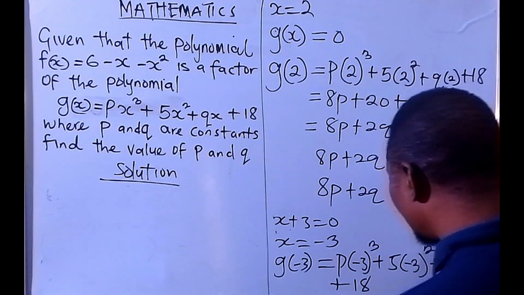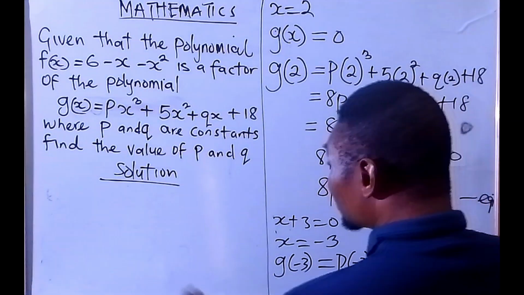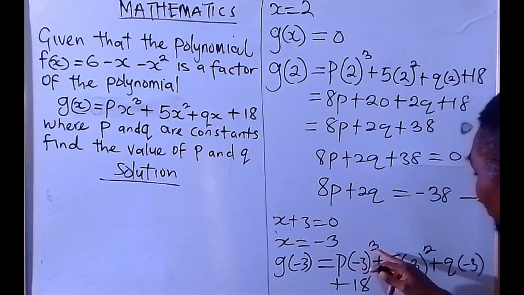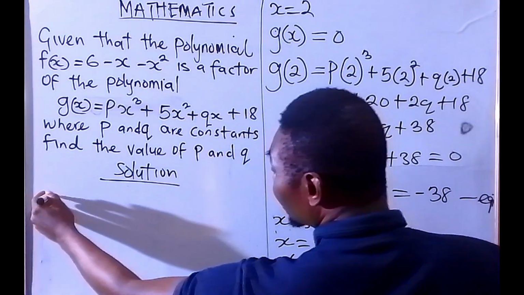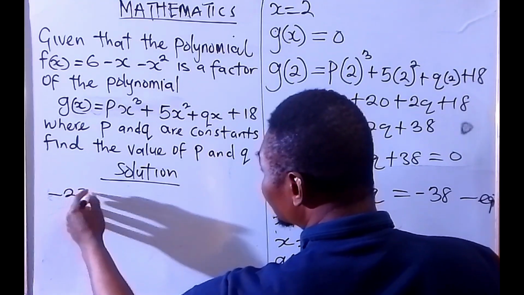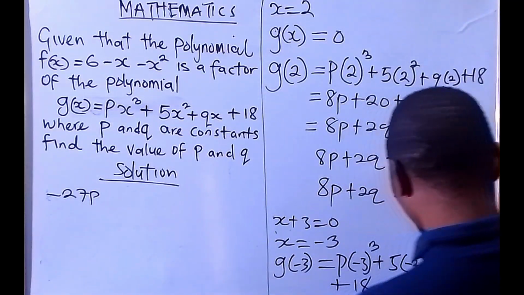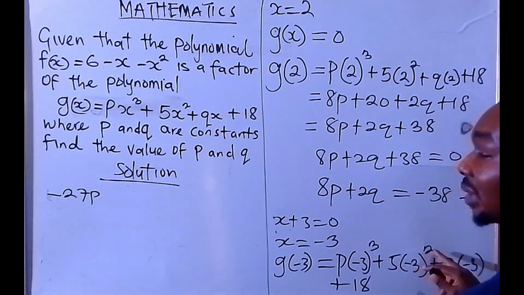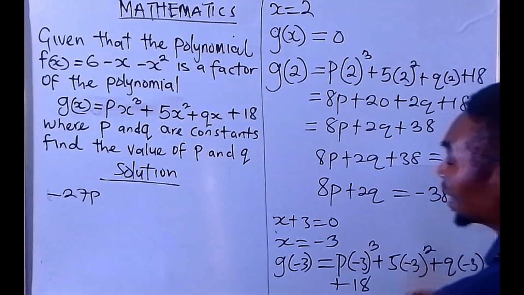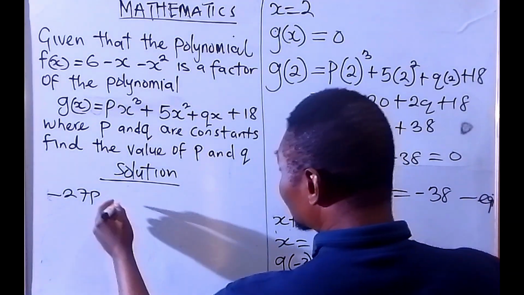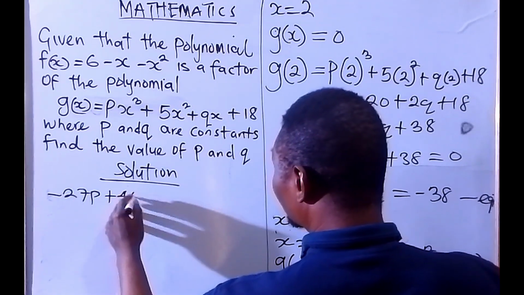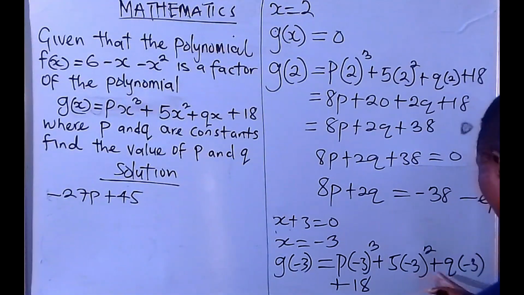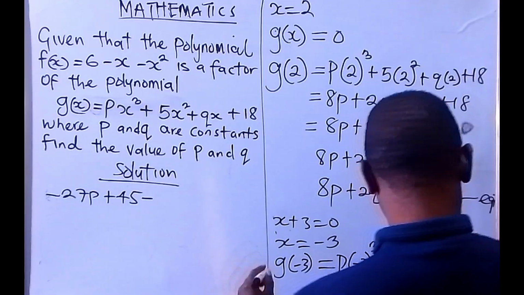So simplifying this now, minus 3 raised to the power 3 will be minus 27. So I have minus 27p. Minus 3 squared will be 9. 9 times 5 is 45. So I have plus 45. Then minus 3q.